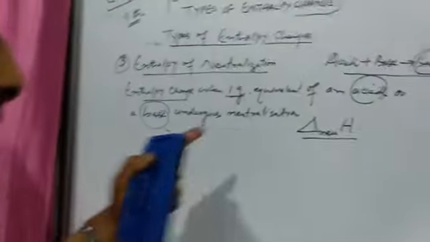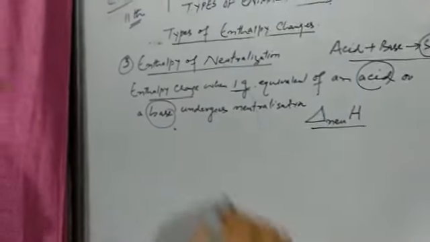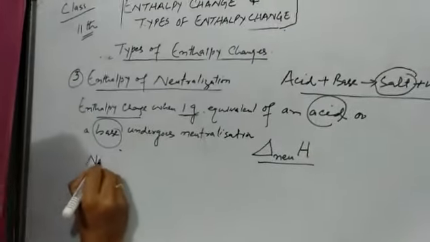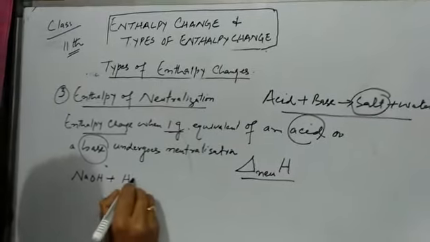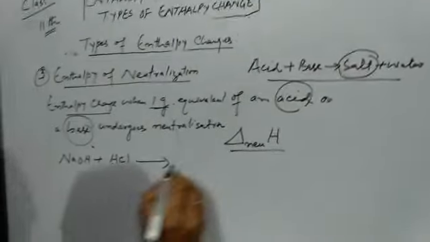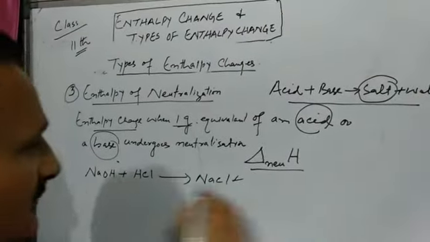Let me give an illustration of this. I will have to take an acid and a base. For example, this is a base, sodium hydroxide is a base. And let me take an acid now. This is HCl. Now they will form salt. Sodium will combine with chlorine and form sodium chloride, which is a salt, plus water.